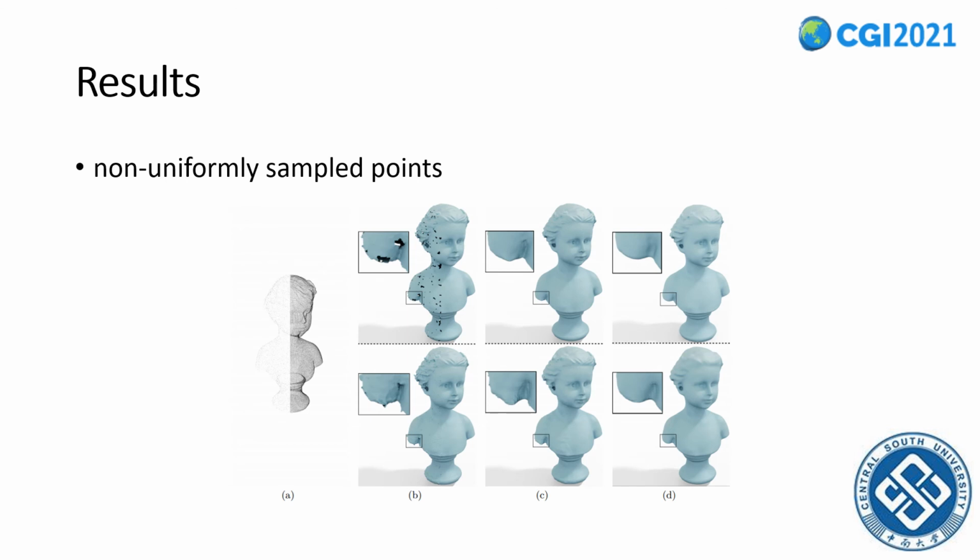Here are the results of our algorithm, as the images show from B to D. With the increasing of the support radius, non-uniformly sampled parts become continuous and smooth. At the same time, the details can still be preserved with the same parameters when compared with B-spline implicit PIA, such as hair.